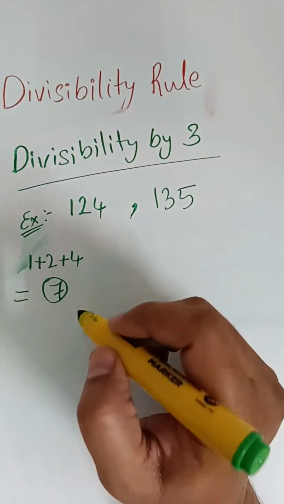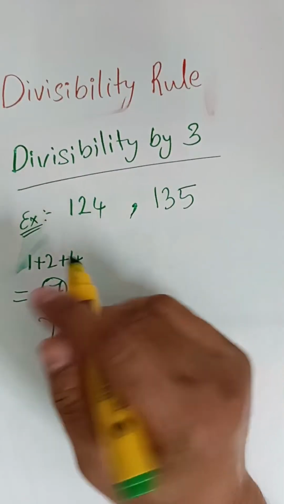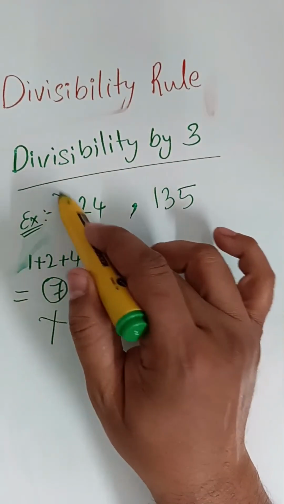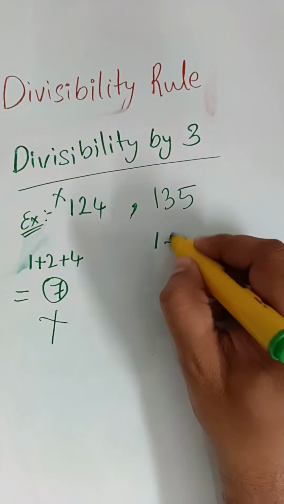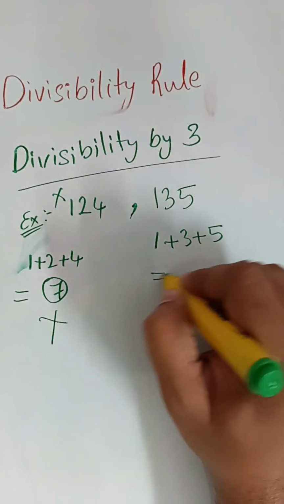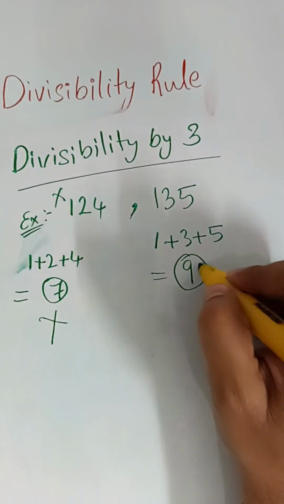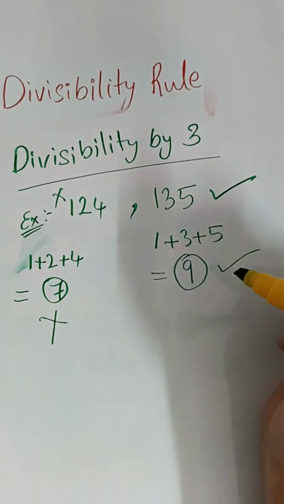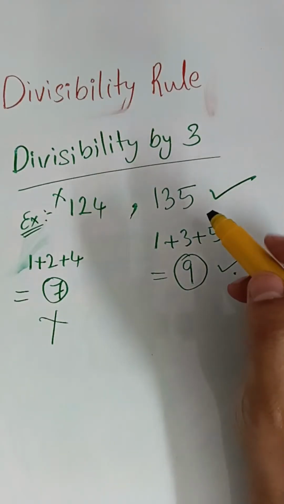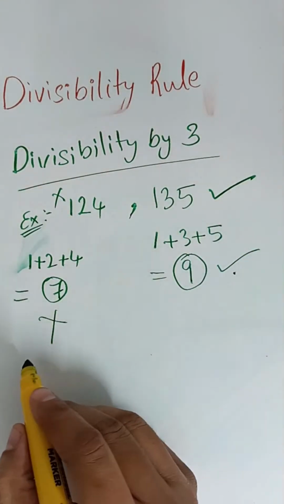Now is this 7 divisible by 3? No. So 124 is also not divisible by 3. Now check with this number: 1 plus 3 plus 5 will be 9. So if this 9 is divisible by 3, then 135 is also divisible by 3. Okay. I hope you understand this rule. Let's go for the next divisibility rule.